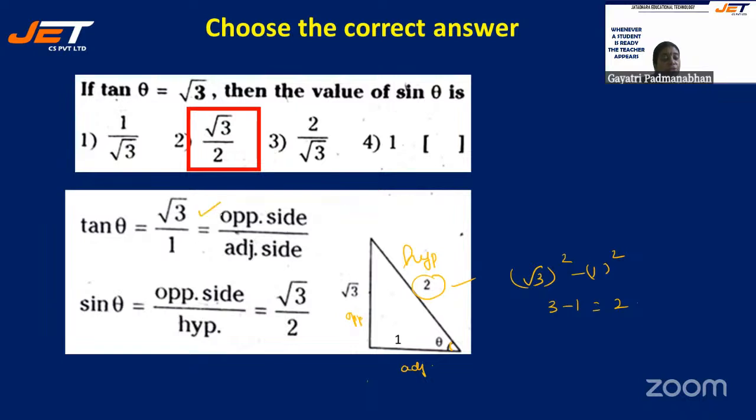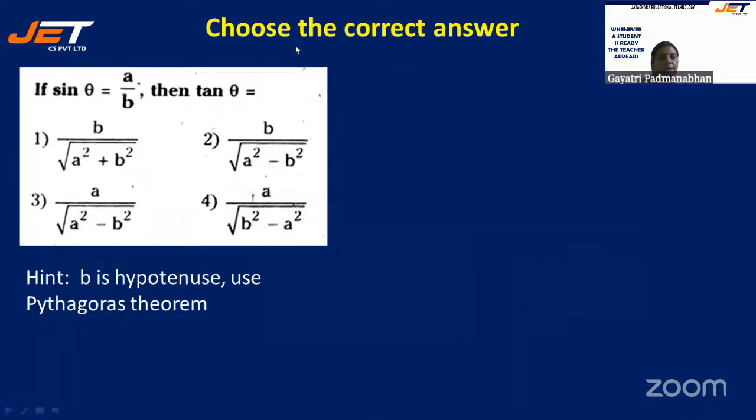Now they're asking us to find out the value of sine theta. Sine theta is opposite side by hypotenuse. So your opposite side is root 3. Your hypotenuse is 2. So it is root 3 by 2. Okay. Hope you would have understood this. Right. Now we are moving on to the next question.